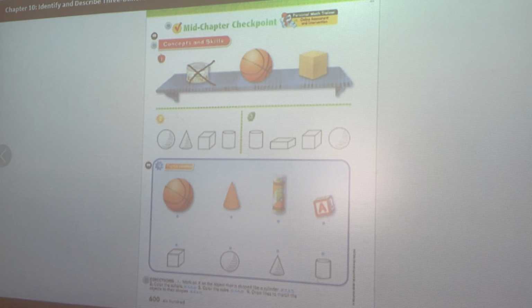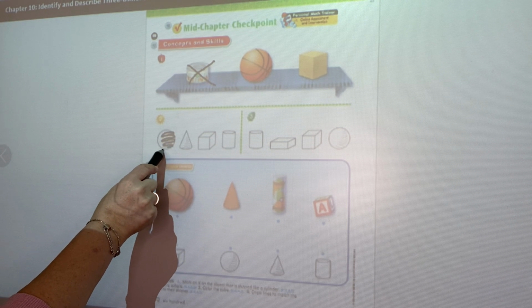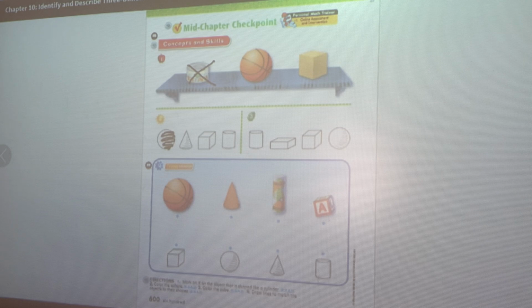Okay. Boys and girls, on number 2, I would like you to use a crayon and I want you to color the sphere. Which one of these is a sphere? Can you tell? It would be this very first one right here. So using your crayons, you'll go ahead and you'll color that one in.